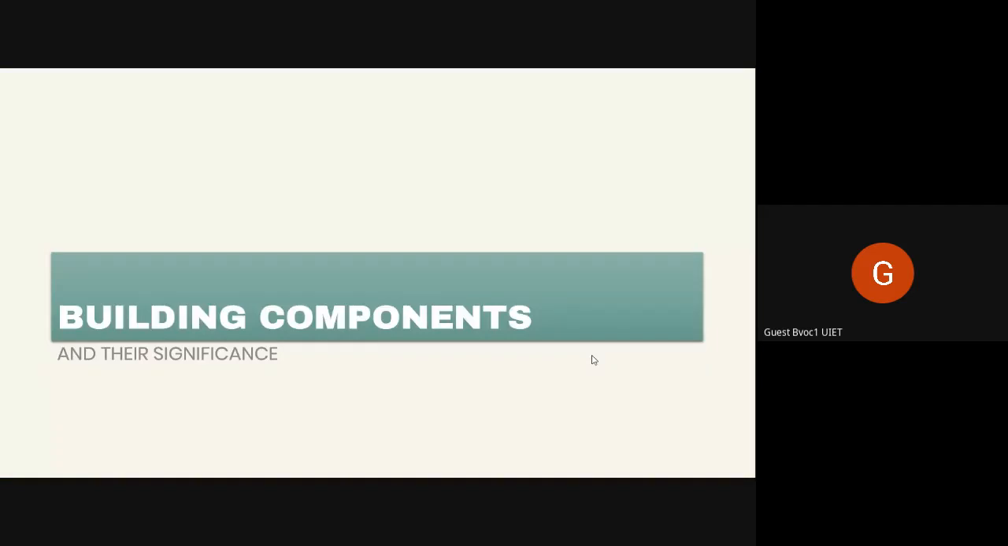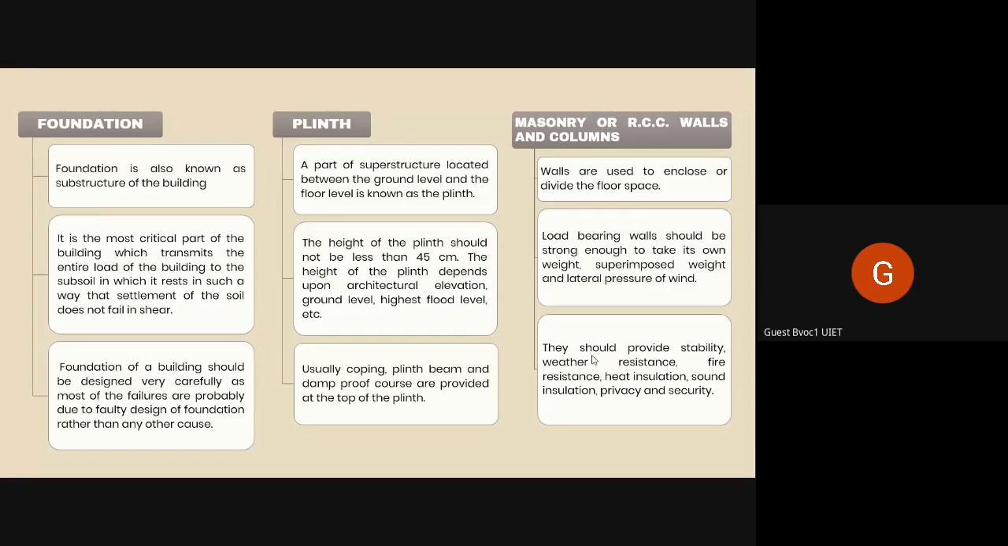So among this, if we divide these three parts even further, what are the individual building components and why they're important? Foundation itself, it's called the substructure. Sub means it's underneath, lower substructure of the building. The part that is below the structure of the building is called the foundation. It is the most critical part of the building which transmits the entire load of the building to the subsoil, in which it rests in such a way that settlement of the soil does not fail in shear.